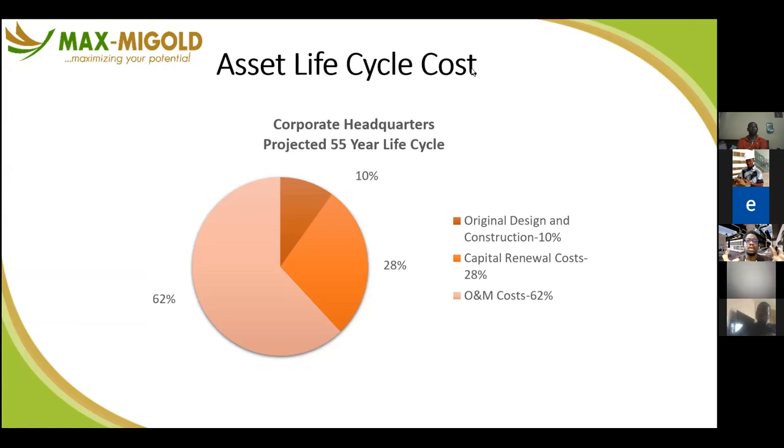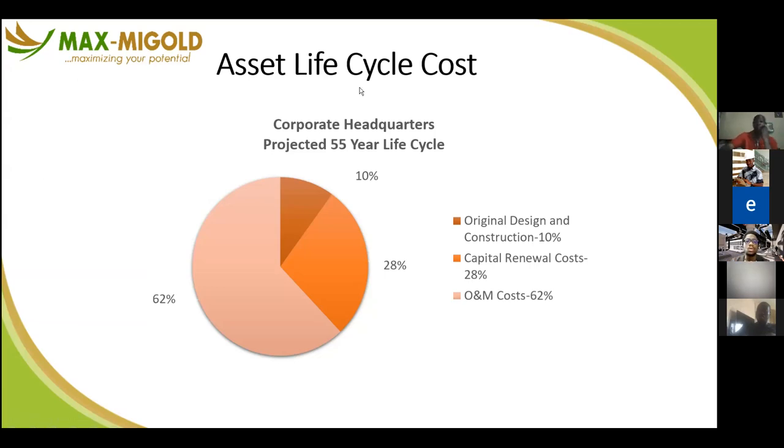Looking at the construction versus operations and maintenance, it is 62% to 10% for original costs. That's the O&M costs. And if you add all the upgrades and capital renewal you do in the future, it is 10 to 90%. 90% will go into the facility on an ongoing basis, compared to 10%.